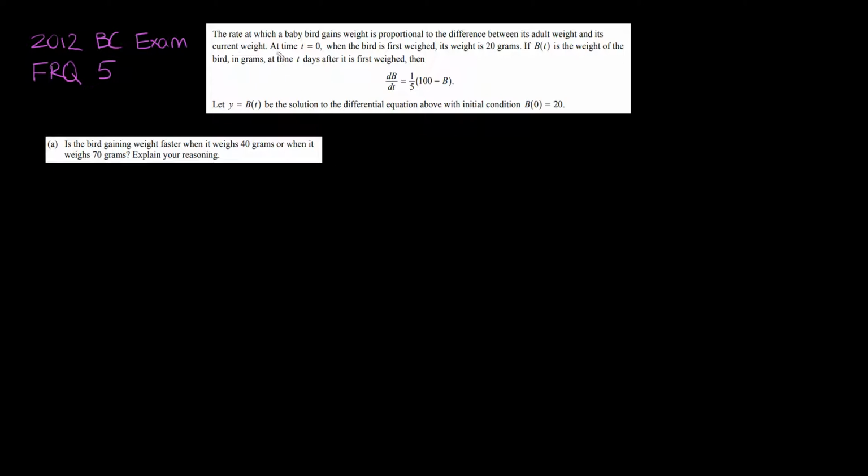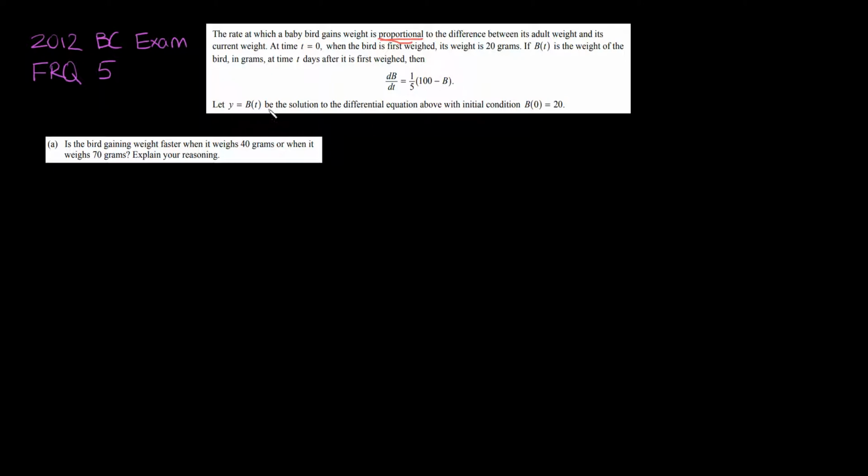Let's read it. The rate at which a baby bird gains weight is proportional to the difference between its adult weight and its current weight. At time t equals 0, when the bird is first weighed, its weight is 20 grams. If b of t is the weight of the bird in grams at time t days after it is first weighed, then the derivative of b with respect to t is 1/5 times 100 minus b. That's why the rate at which the baby bird gains weight is proportional to the difference between its adult weight and its current weight, that is 100 minus b.